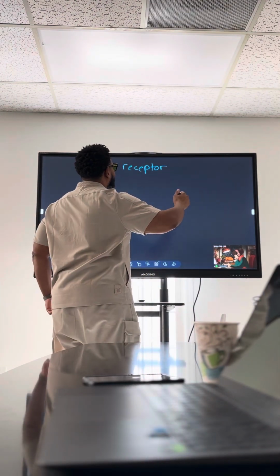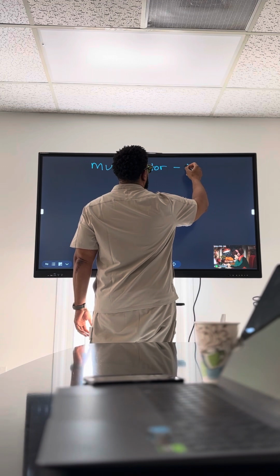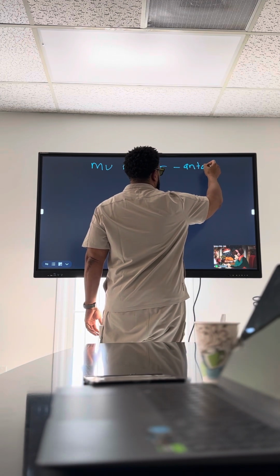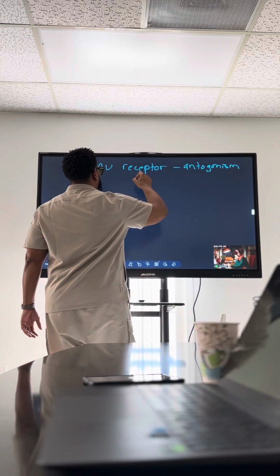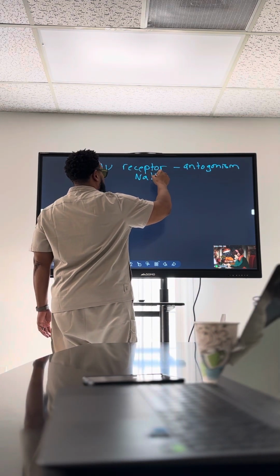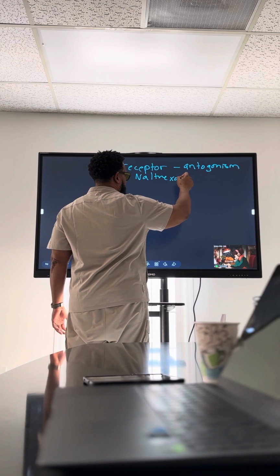I'm just joking. All right, so we're talking about mu receptor antagonism. Now we're talking about our buddy's naltrexone that you can now get from CVS and Publix and stuff like that.